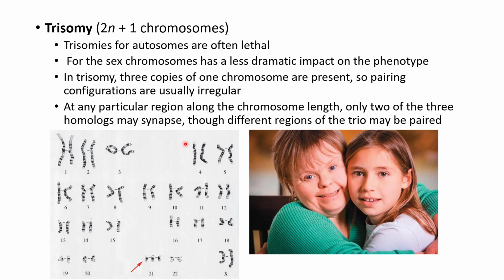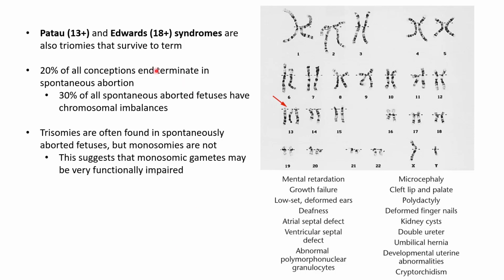Trisomies, where we have an extra copy of a chromosome, do occur as well, and some of them are tolerated. Most of them are lethal, but there are a few. Sex chromosomes obviously have a less dramatic impact on the phenotype than an autosome. Down syndrome is an example in which you get an extra copy of the 21st chromosome. So it's a trisomy 21, and that can have phenotypic effects. Other ones are Patau syndrome, which is chromosome 13, and Edwards syndrome, which is chromosome 18.